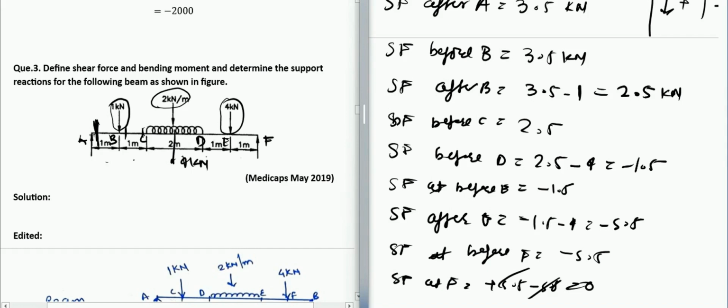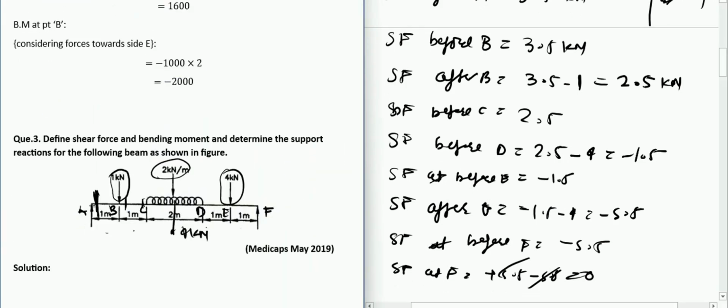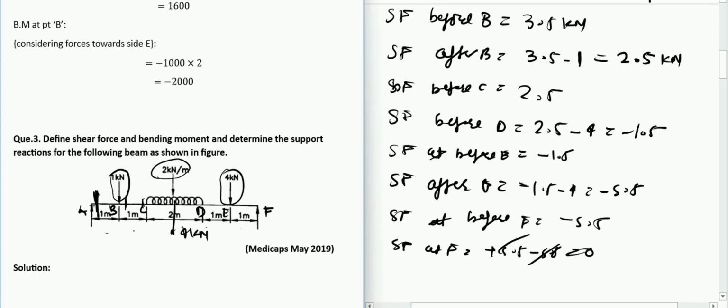As you can see, we have calculated all the forces, but there is something you need to consider before getting to the answer. There is a positive 2.5 kilonewton force before C, and before D there is a negative force. So somewhere between C and D the shear force must go to 0 to go into the negative direction. So we need to calculate that point also.